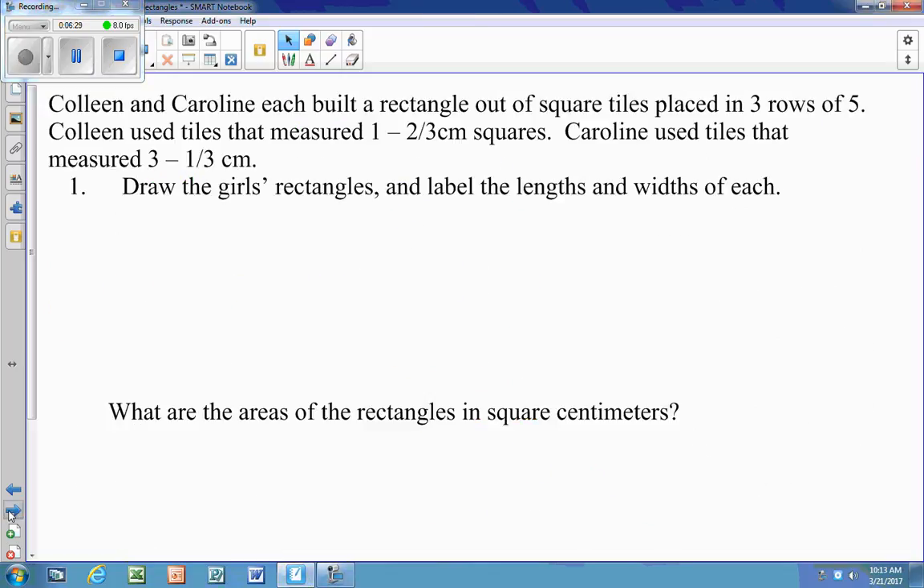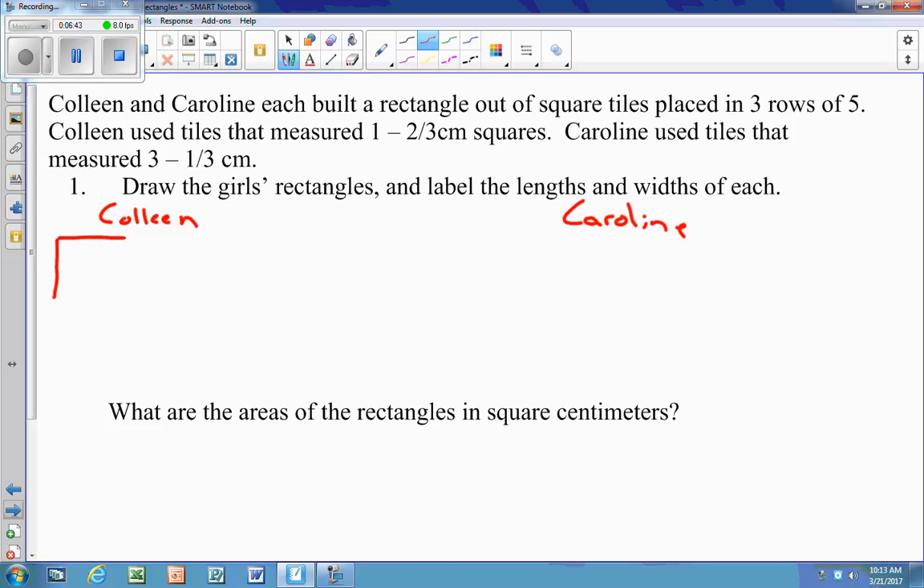We're talking about Colleen and Caroline. So they both have rectangles. So we're going to draw them here. We have Colleen and we have Caroline. And they both have tiles that are square tiles. They're square again, so they're all the same size, that are 3 by 5. So I'm drawing my picture like it asked me to.